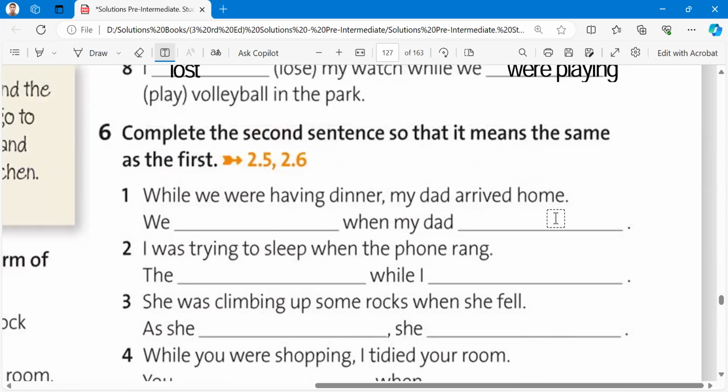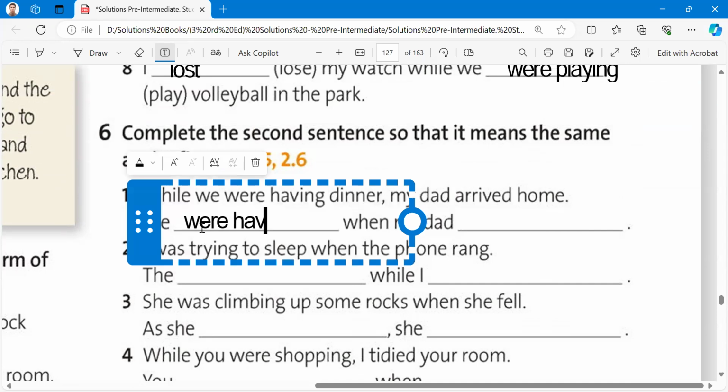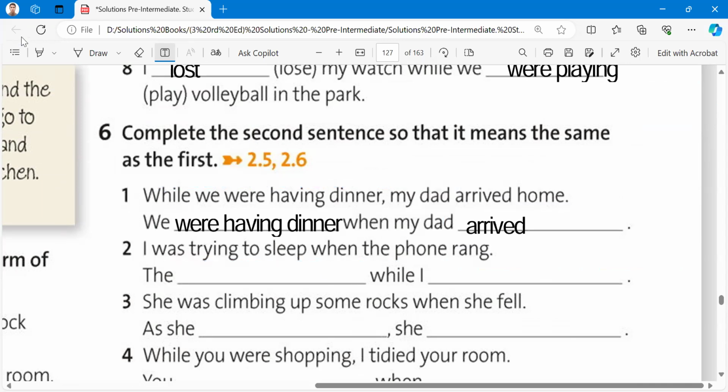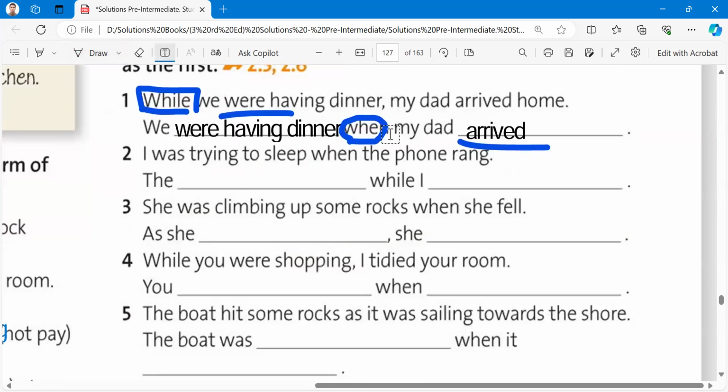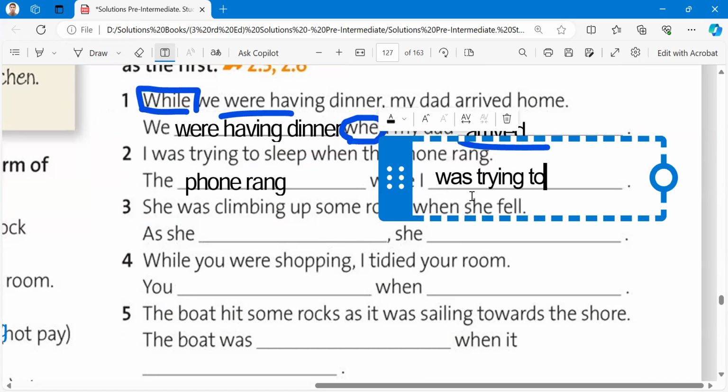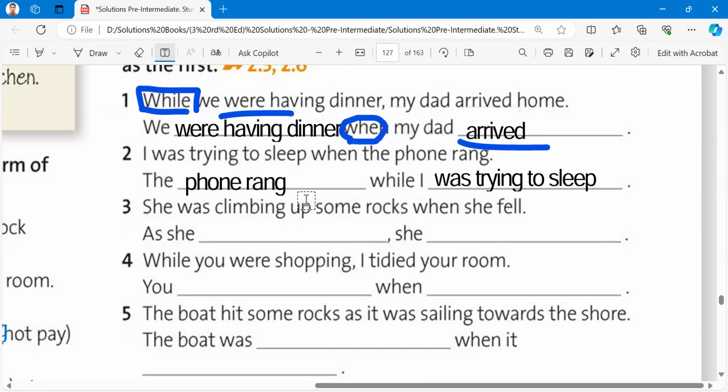Second sentence. While we were having dinner, my dad arrived home. We were having dinner when my dad arrived. They have a similar meaning here. While, but when. The difference is that with while you use past continuous, but when it comes to using when, you use past simple. Before that, you can use past continuous. I was trying to sleep when the phone rang. The phone rang while I was trying to sleep. The action was in the process, but suddenly a short event and interruption happened here.